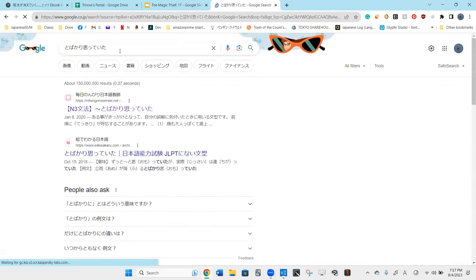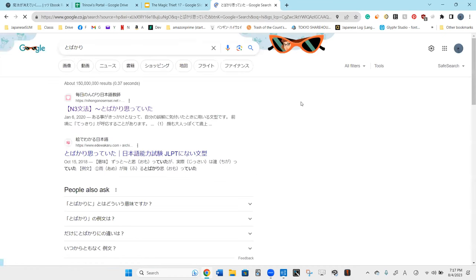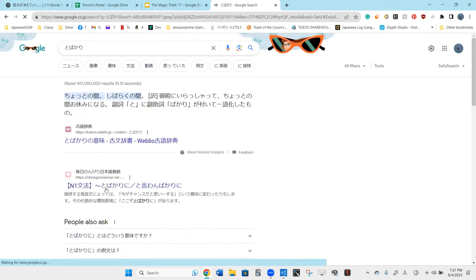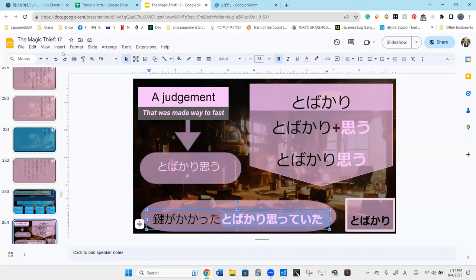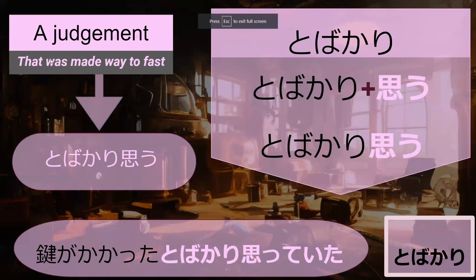N3 is tobakari to omotta. So I would assume tobakari is the same level. It probably is like a whole set of learning the tobakaris. So that's funny. Tobakari ni is N1, but tobakari to omotta is N3. So they teach you the set phrases before they teach you the actual grammar point. That is funny. So that's an N3 and an N1.